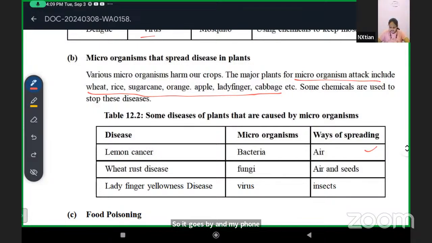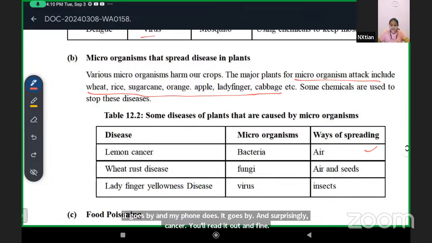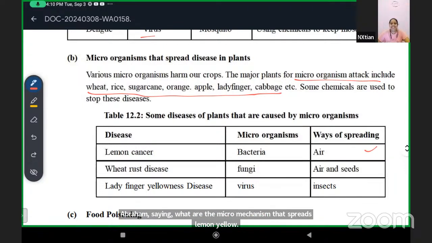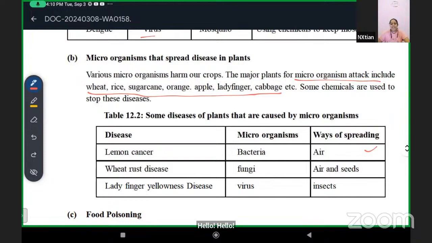Maybe, ma'am, when the doctor took it under the microscope, it was lemon yellow. Lemon yellow. Yeah, Abraham is saying the microorganism that spreads it is lemon yellow in color. Okay, we'll find out. You guys also find out. I'll also find out. Yes, Simeon, what were you saying?